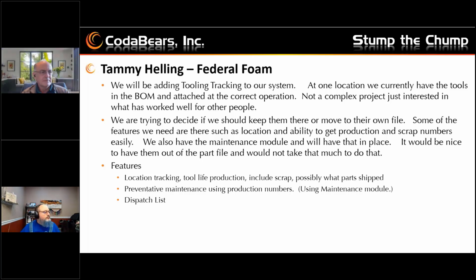Some of the features we need are there, such as location and ability to get production and scrap numbers easily. We also have the maintenance module, and we'll have that in place. It'd be nice to have them out of the part file and would not take that much to do it. So the features that she's looking for are location tracking, tool life, production, scrap, what parts shipped, preventative maintenance using production numbers, and dispatch list.